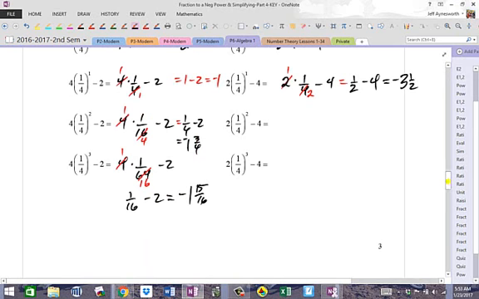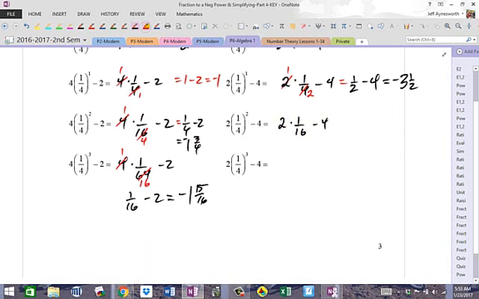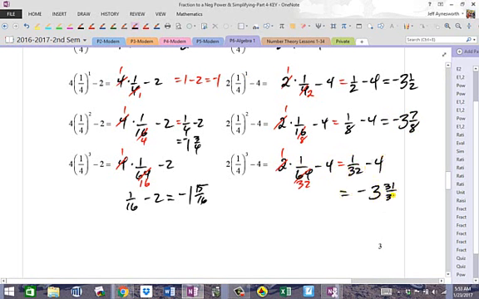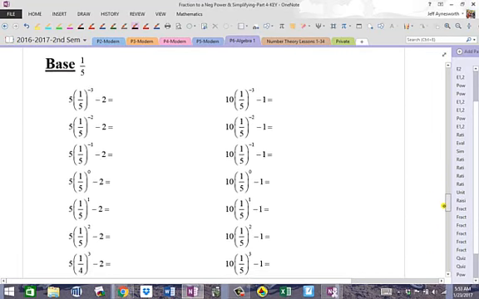So we have here 2 times 1/16 minus 4. Divide both by 2. You get 1/8. So 1/8 here minus 4 is negative 3 7/8. Here you have 2 times 1/64 minus 4. So you have 1/32 minus 4. So what is that? 1/32 minus 4 is negative 3 31/32. Think pizza if you want. Okay. All right. And last one, base 5.